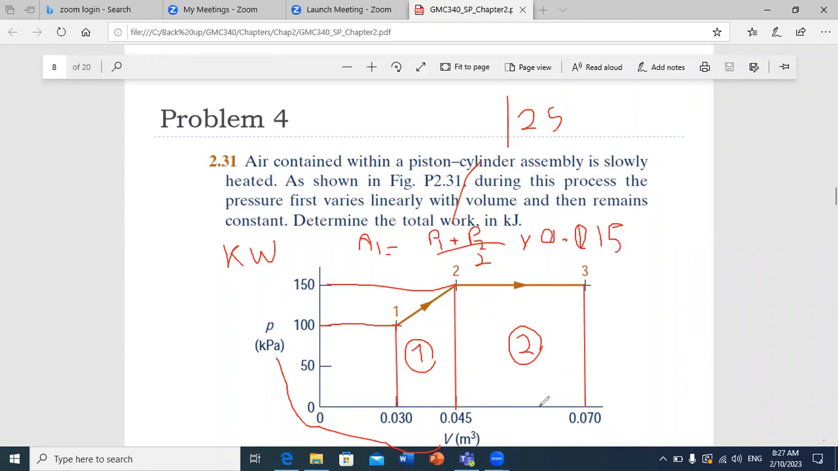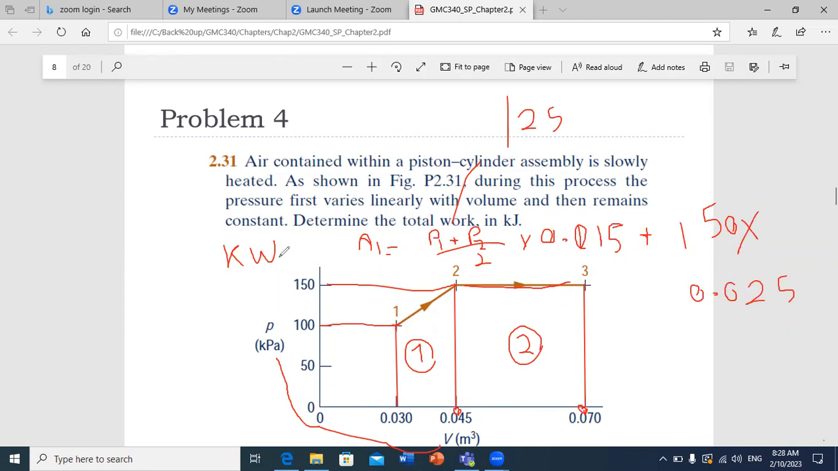And for the second part, you have a rectangle. So you have P constant, so it's just plus 150 times delta V of phase 2. Delta V of phase 2 is 0.07 minus 0.045, so you multiply by 0.025. And then you get directly your total work in kilojoule.